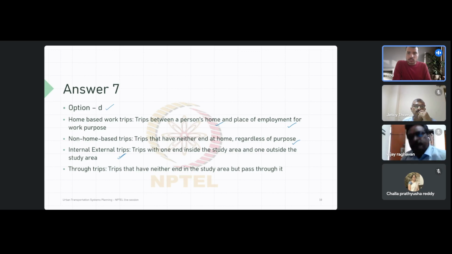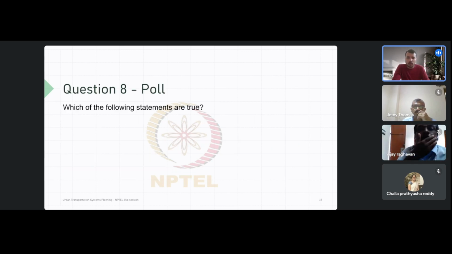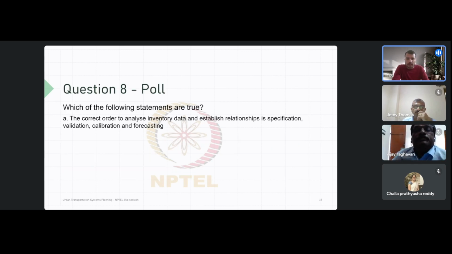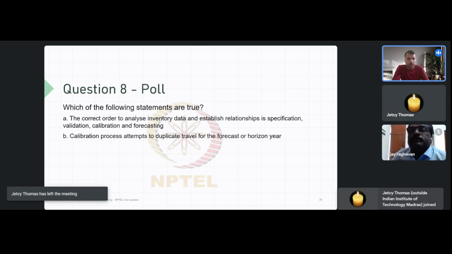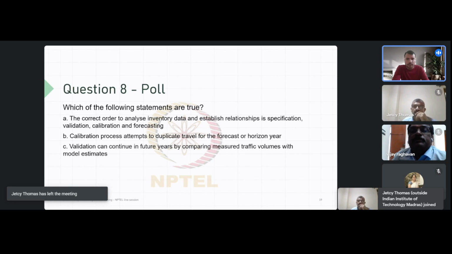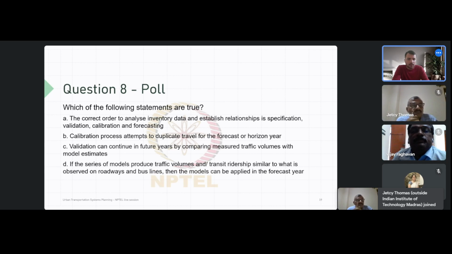So moving on to question 8. This is a poll. Which of the following statements are true? The correct order to analyze inventory data and establish relationships is specification, validation, calibration, and forecasting. Calibration process attempts to duplicate travel for the forecast or horizon year. Validation can continue in future years by comparing measured volumes with model estimates. And if a series of models produce traffic volume similar to what is observed on the roadway and bus lines, the models can be applied in the forecast year. Can I have some response for this? Question 8.